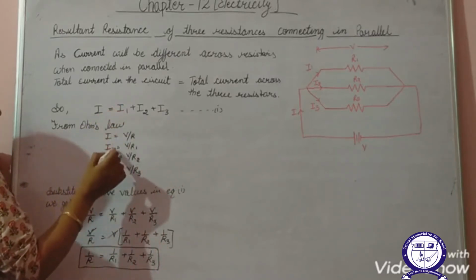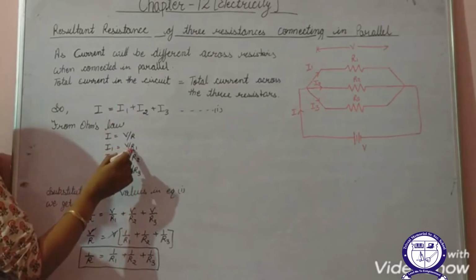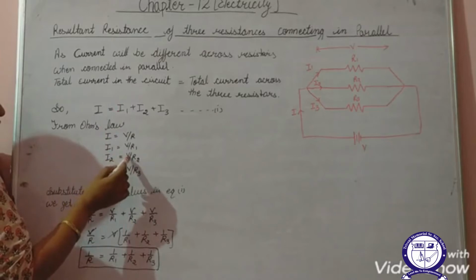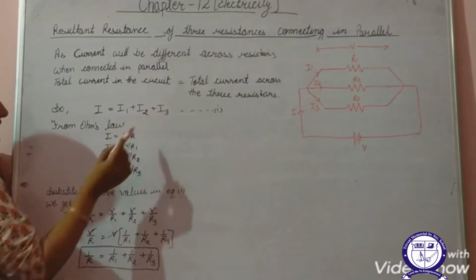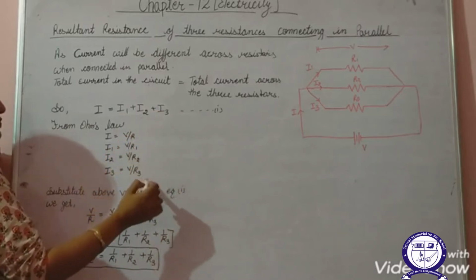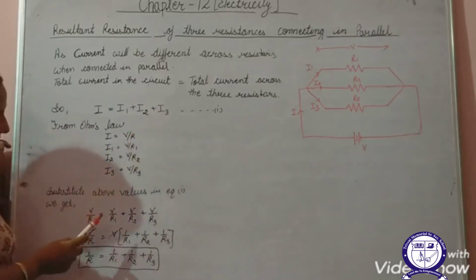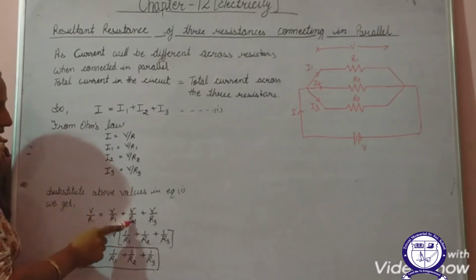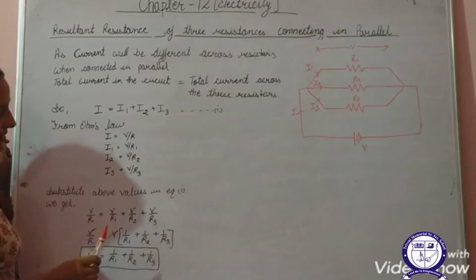In the similar way, I1 will be equal to V by R1. I2 is the current across R2, hence I2 will be equal to V by R2. In the similar way, I3 will be equal to V by R3. Now we'll substitute all these values in this equation 1. So on substituting, what will we get? V by R equals V by R1 plus V by R2 plus V by R3.